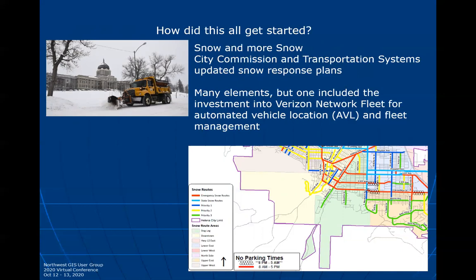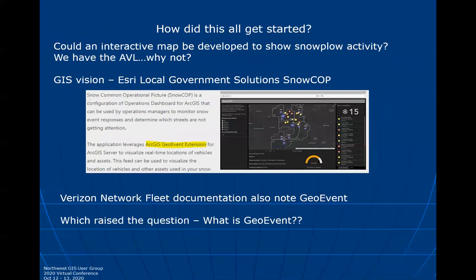One of those elements included the investment into the Verizon Network Fleet. Now, this uses automated vehicle location, AVL, and it's also a fleet management application. When I got involved with some of the meetings regarding the Verizon fleet and the asset management package, I was looking at some of the demos that they were giving, and I started thinking, wow, why couldn't we develop an interactive map showing the snowplow activity, showing where these vehicles are?